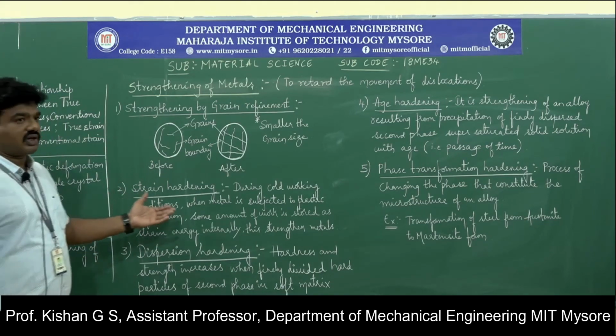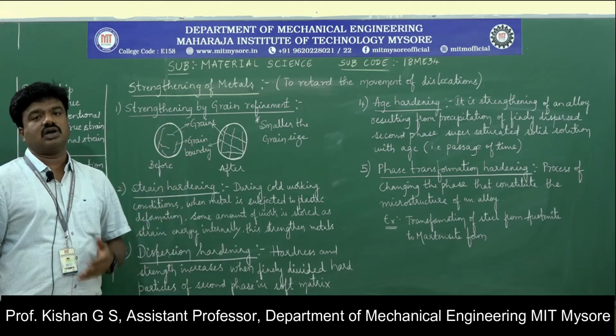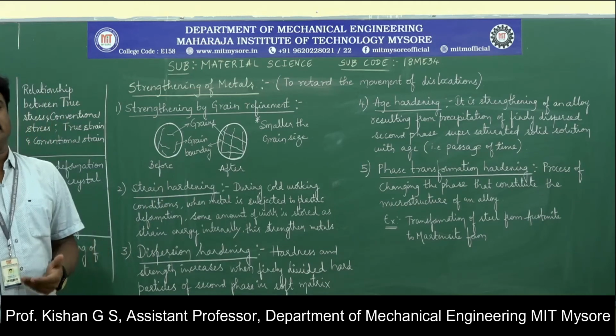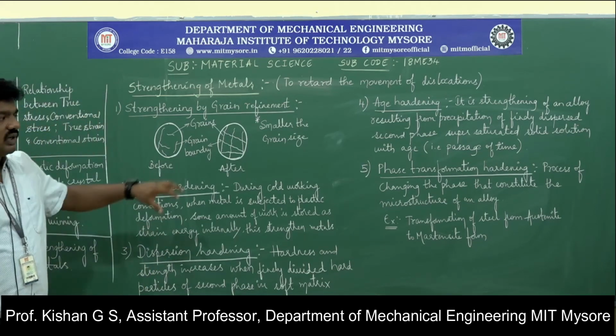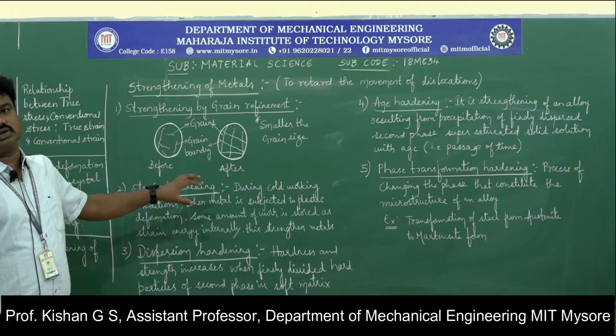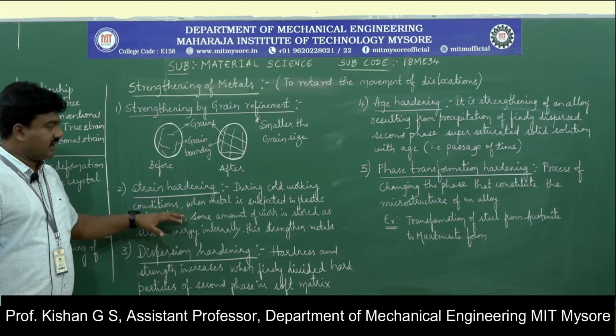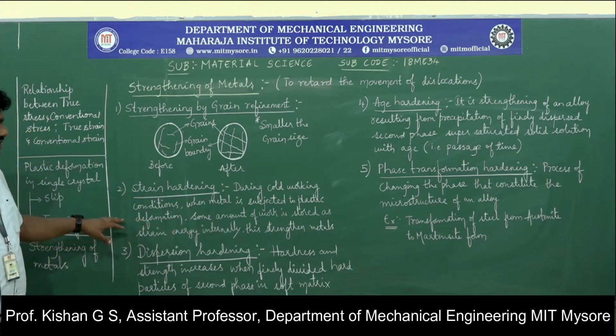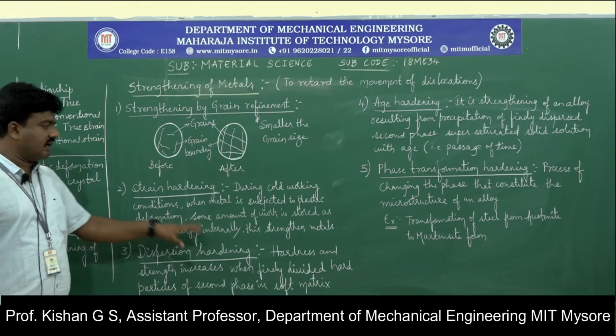So all these types of strengthening of metals, we are going to study in detail in the heat treatment of metals module, whereas here it is only the introductory phase of strengthening of metals. So in strain hardening, we can quote like this: during cold working condition, when the material is subjected to plastic deformation, some amount of work is stored as strain energy internally.